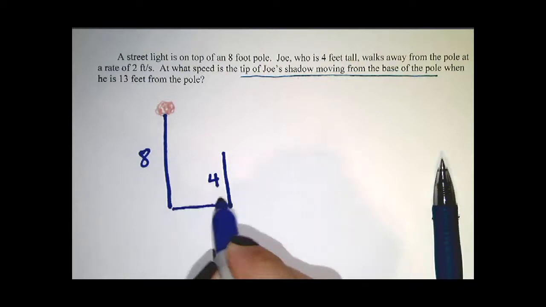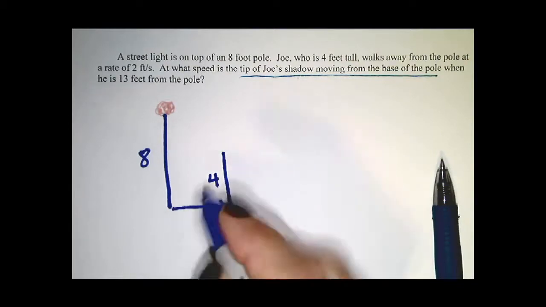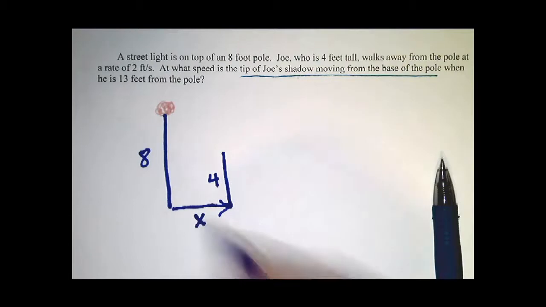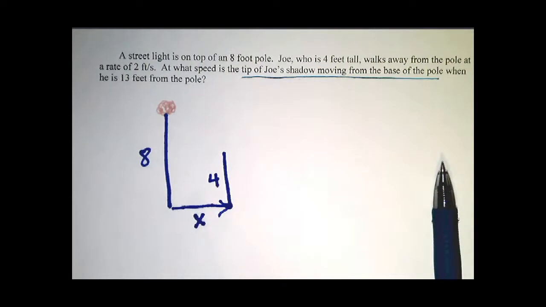So he's going this way, walking away. And so this right here is a distance that's changing, so I'm going to label it as x.